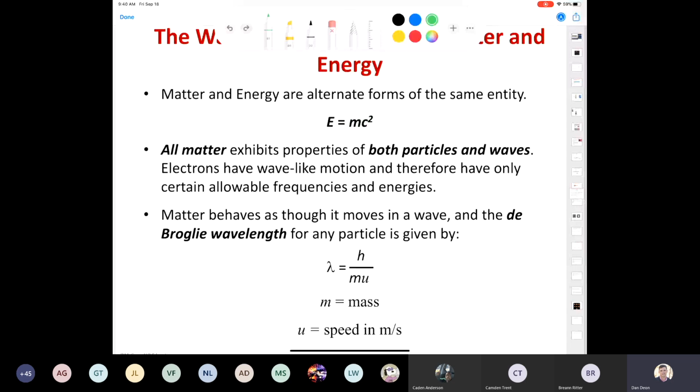But it says here that all matter exhibits properties of both particles and waves. Electrons have a wave-like motion and therefore have only certain allowable frequencies and energies. And I'm going to go back to that guitar picture in a second to explain this.